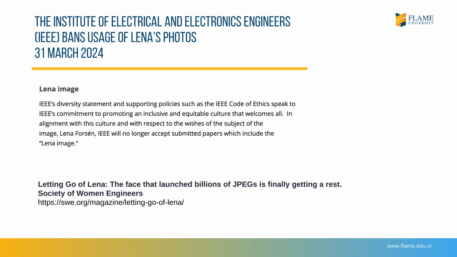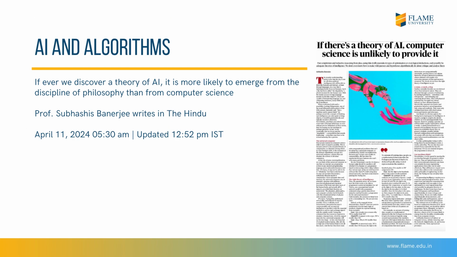So, coming to the question of the future of power, the future of AI, and where we are heading, keeping in mind social questions, keeping in mind societies at large. This is an interesting article that was published in The Hindu, and the title of the article is "If there is a theory of AI, computer science is unlikely to provide it." And the writer writes that if ever we discover a theory of AI, it is more likely to emerge from the discipline of philosophy than from computer science.